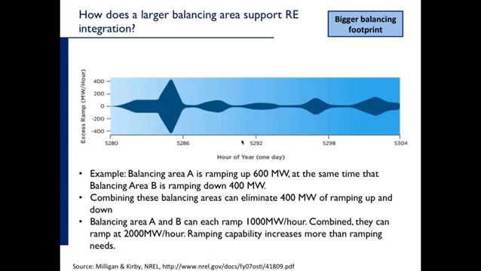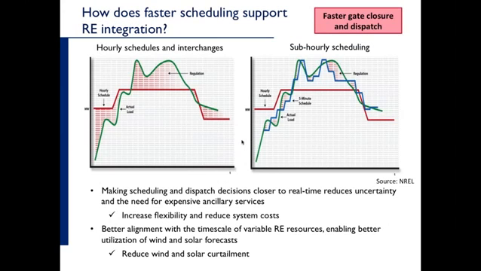The numbers will vary in different parts of the world, in different regions, and the size of the ramp that you can save will depend on the specifics of the system. But the principle is pretty much the same anywhere you go. So that's the impact of size. The next impact is speed.